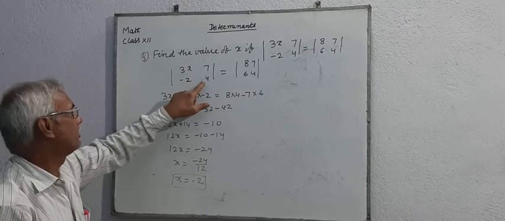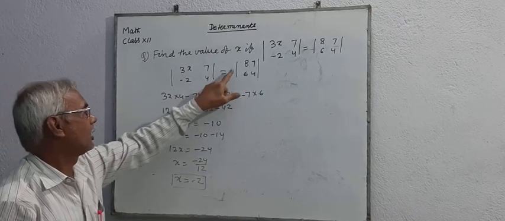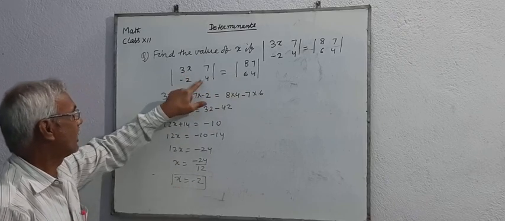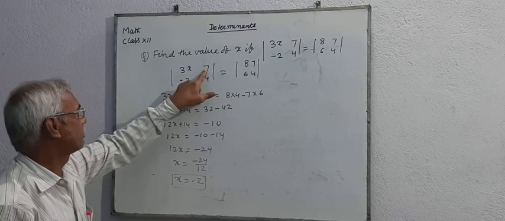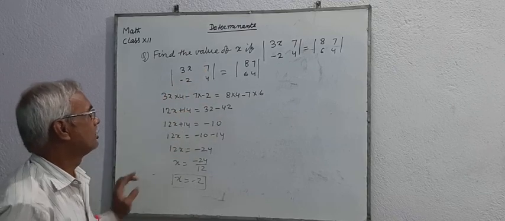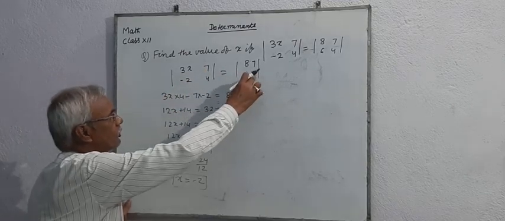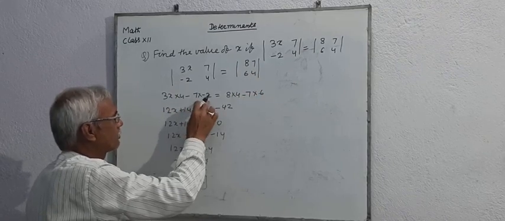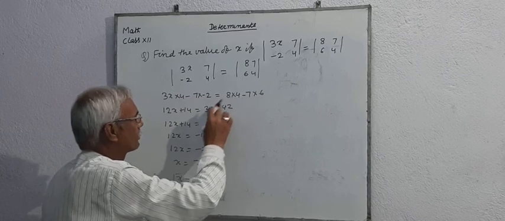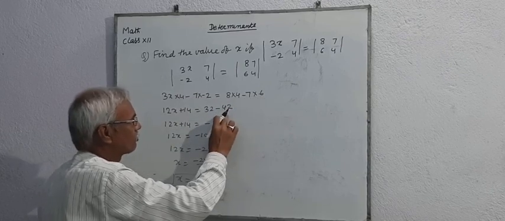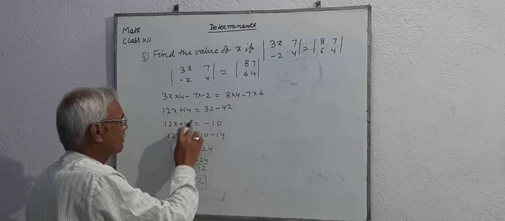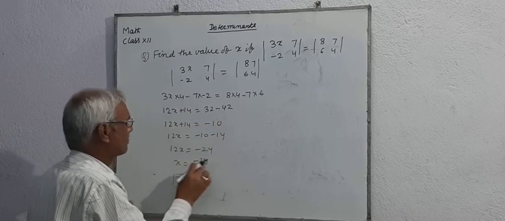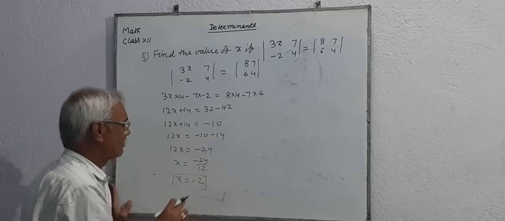Evaluate the left hand determinant and the right hand determinant and equate; we get x equal to minus 2. 3x into 4 minus 7 into minus 2 equals 8 into 4 minus 7 into 6. That gives 12x plus 14, and 8 into 4 is 32 minus 7 into 6 is 42. So 12x plus 14 equals minus 10, 12x equals minus 10 minus 14, x equals minus 24 by 12, x equals minus 2.